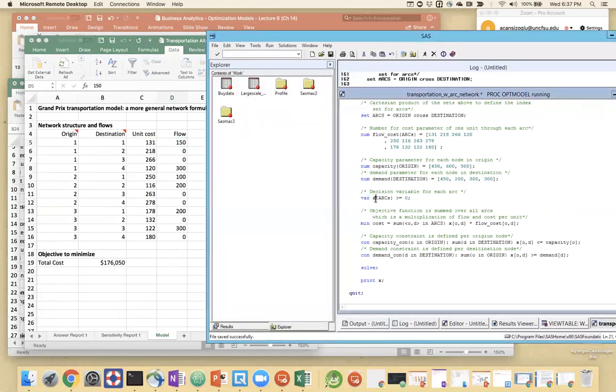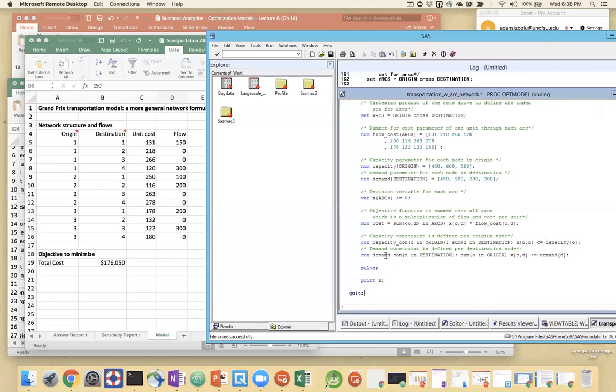And I gave the name X. You can give any name, like flow or different things. And this is defined over arcs. The next step is to define the objective function and then the constraints. Here, the objective function is the flow multiplied with the cost. And then the capacity constraint is the flow from the origin less than or equal to the capacity.